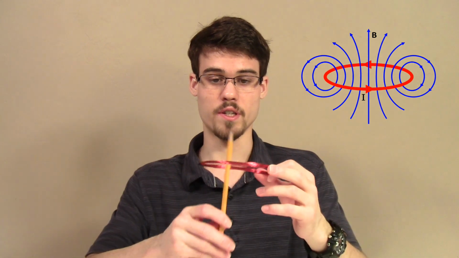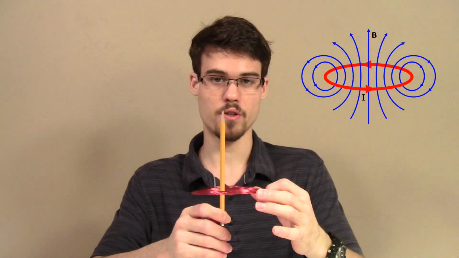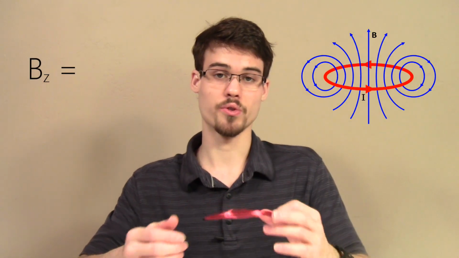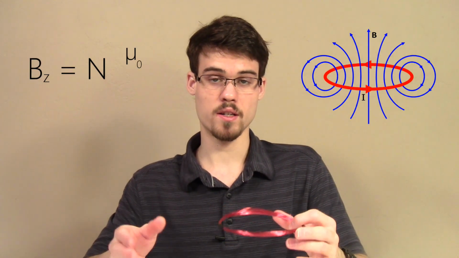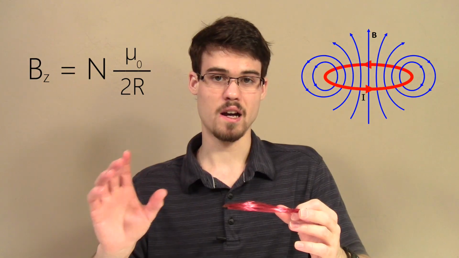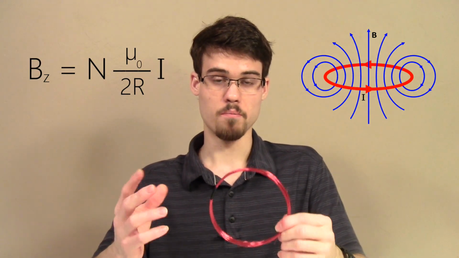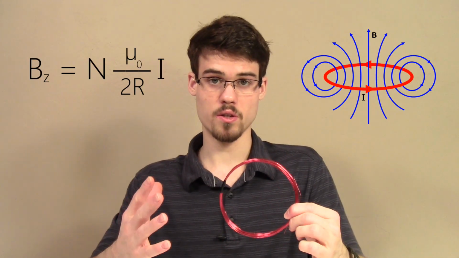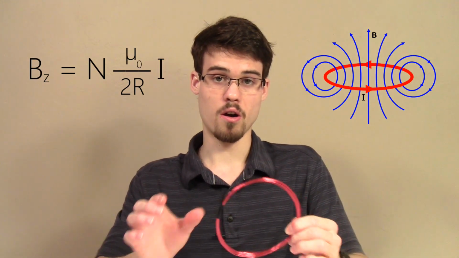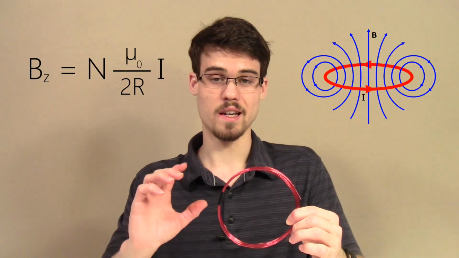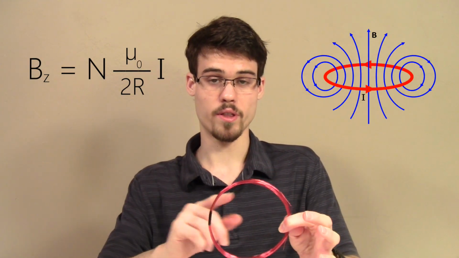If we assign coordinate directions to this coil, where the z component is pointing up through the center of the coil, then the z component of the magnetic field, or Bz, should be equal to n times mu naught divided by 2r times I, where n is the number of turns of wire in this coil, mu naught is the permeability of free space, or the magnetic constant, r is the radius of the coil, and I is the current flowing through this coil.